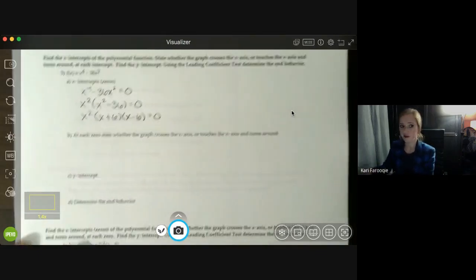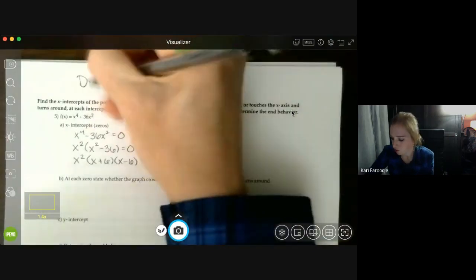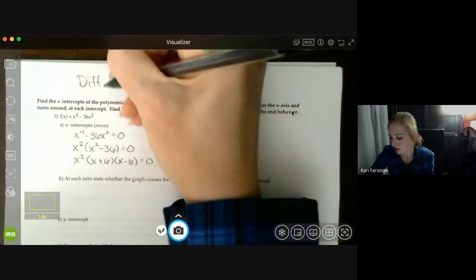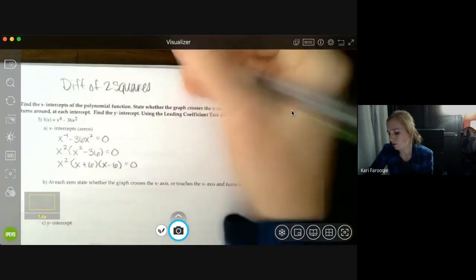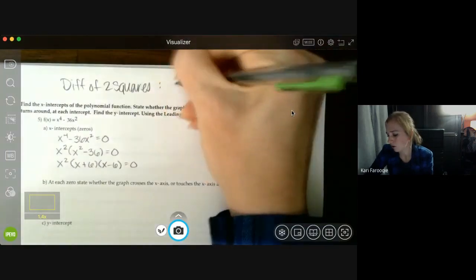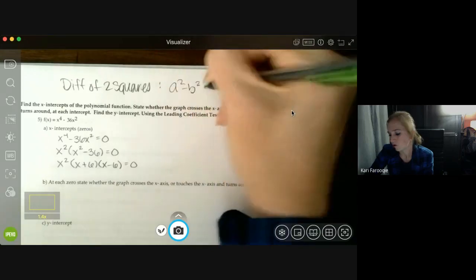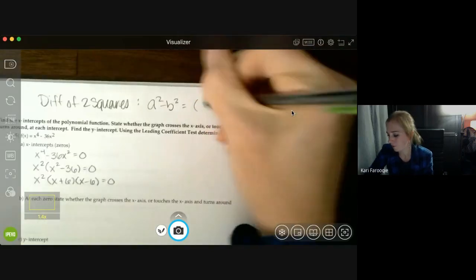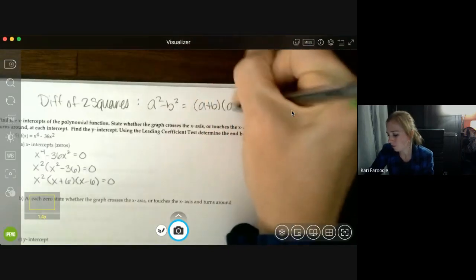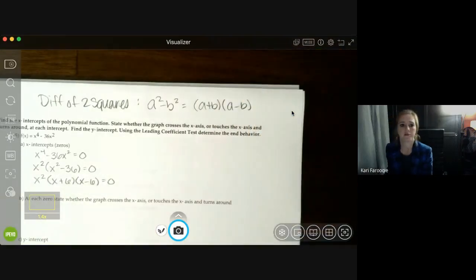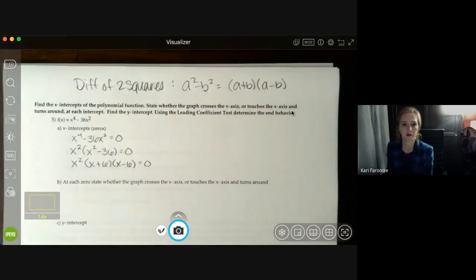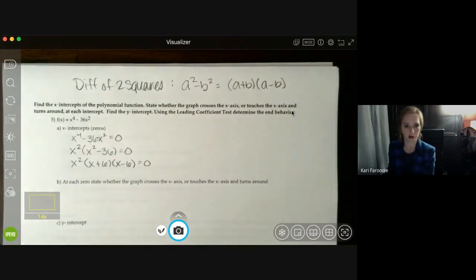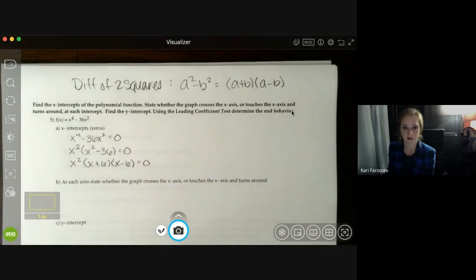Okay, and just in case you don't remember the difference of 2 squares, it used to be called dots. That's how we would refer to it. Difference of 2 squares. So a squared minus b squared is a plus b times a minus b. That's your factoring formula. And you'll find that you'll probably use that quite a bit in this class, but definitely in this chapter.